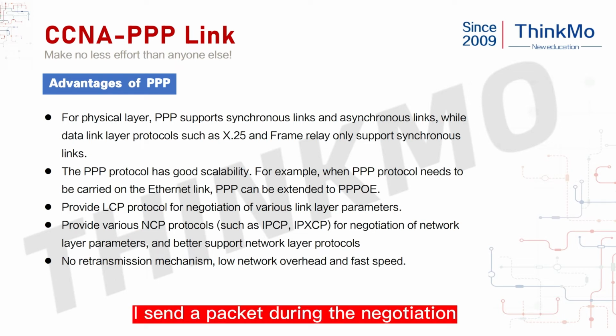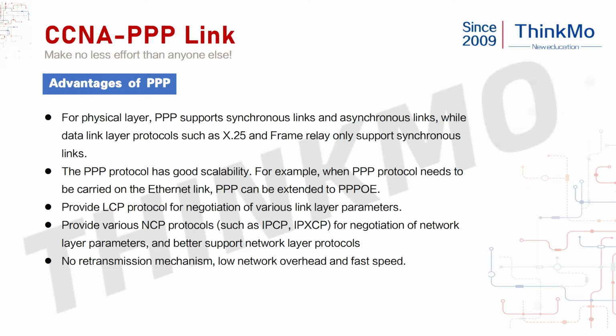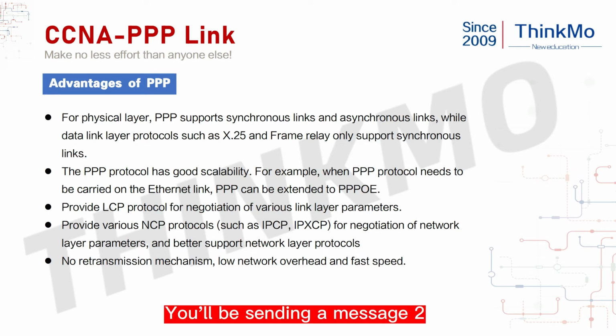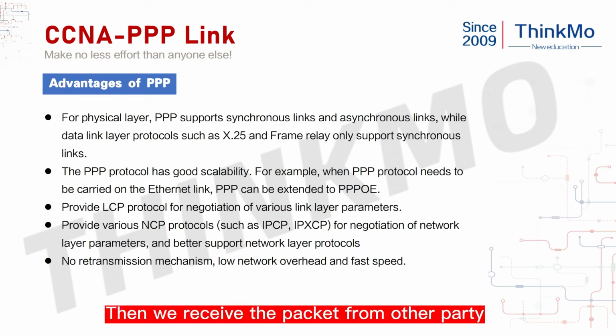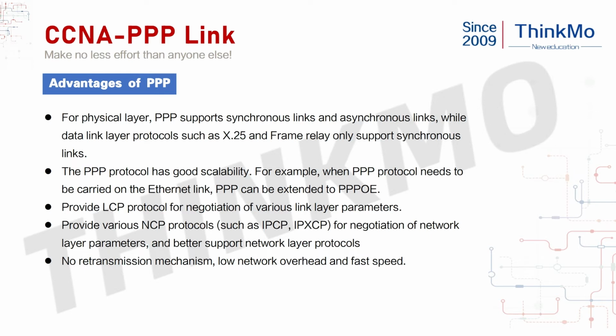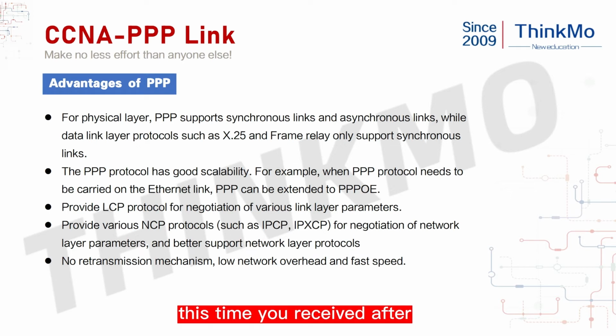I send a packet during the negotiation: give me my IP address. For example, 1.1.1.1, I put it on and send it to you. You'll be sending a message, too: give me your IP address. For example, 2.2.2.2, send me. Then we receive the packet from the other party. For example, I'm using 1.1.1.1. This time you received it after.